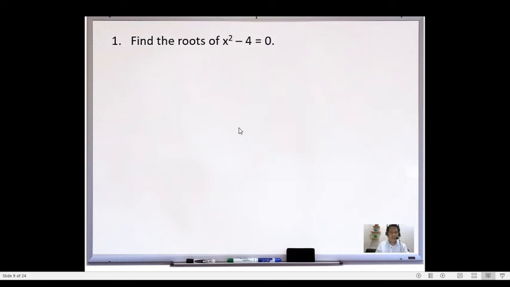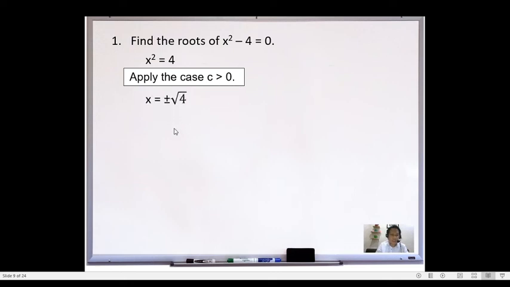Let's have example number 1. We are going to find the roots of x squared minus 4 is equal to 0 using extracting square root. So we have here x squared is equal to 4. We are going to transform this one into x squared is equal to c. So we are going to apply the case c is greater than 0.